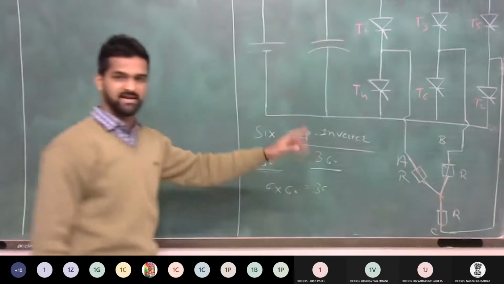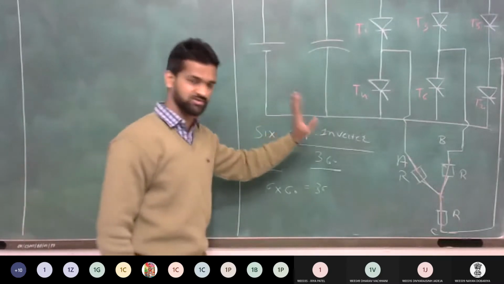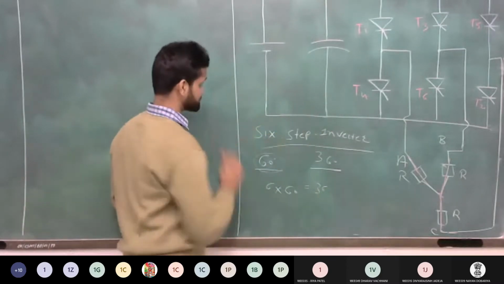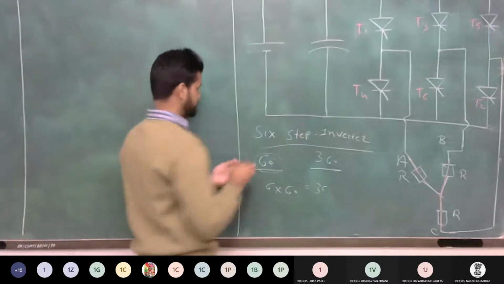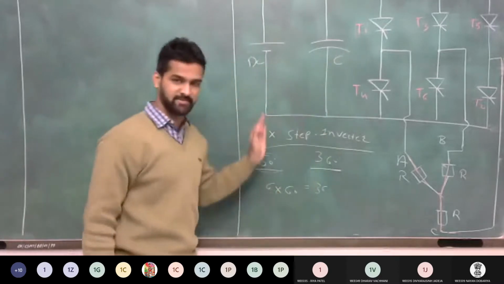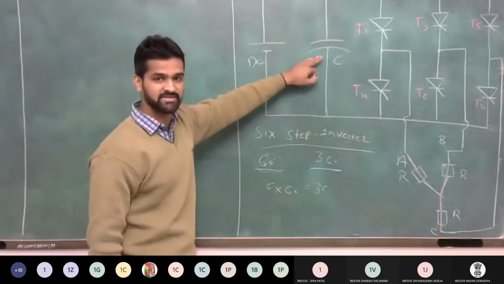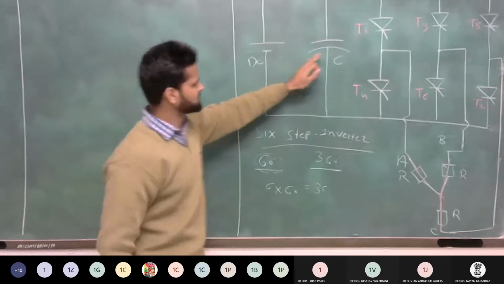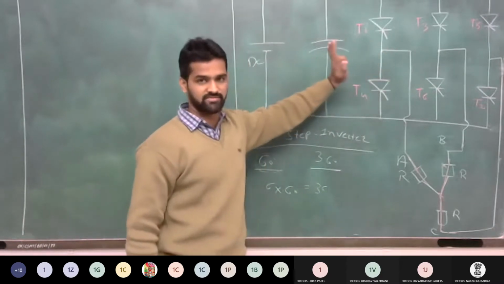Yeah. So, star connected resistive load and balanced load, we assume that. Here, this is the DC supply at the input side, and this is the capacitor. Again, the function of the capacitor is to provide a constant DC voltage to this inverter.